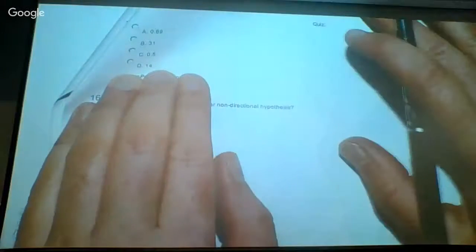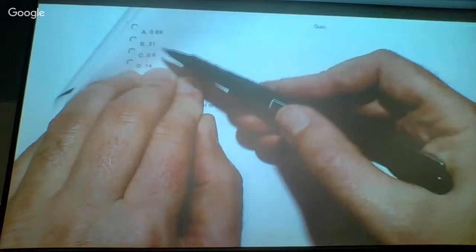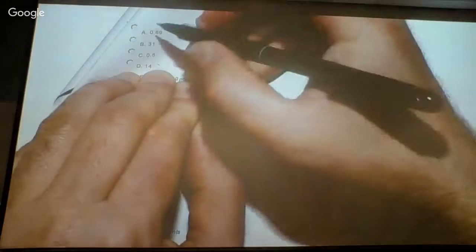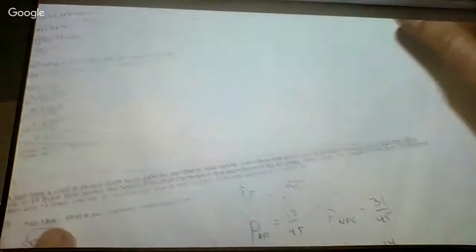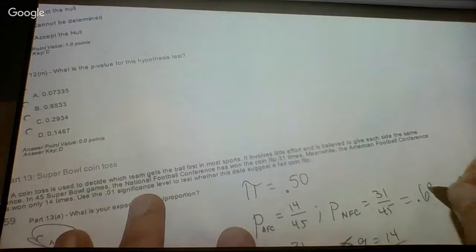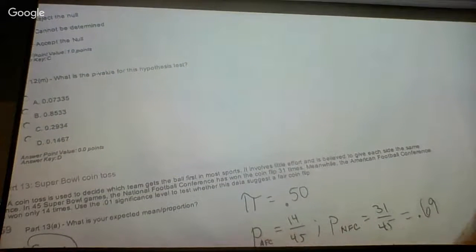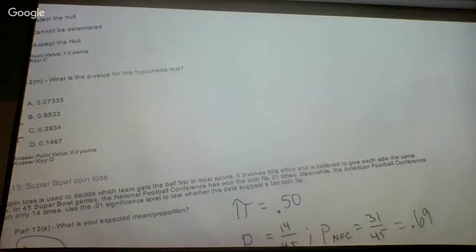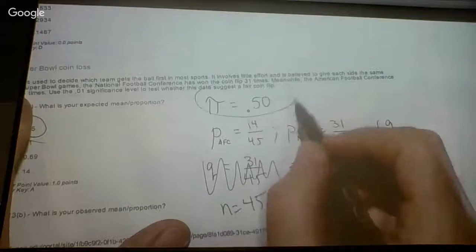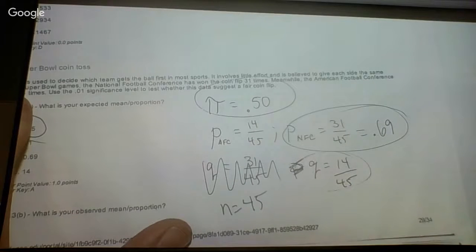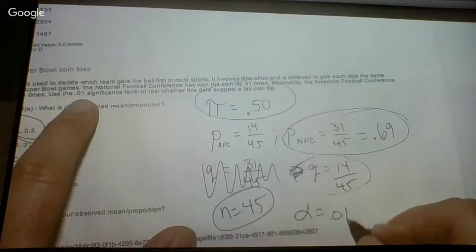Your observed mean or proportion, here are your options. I'm going to cover up the answer so that you can decide. 0.69, 31, 0.5, or 14. Which of those are we going with? A. Has to be that one. Okay. So we're going to use the NFC for p. I didn't do that math, but I'm pretty sure 0.69 is right. 45 is n. So we have pi, p, q, we'll need it eventually, n, and alpha is 0.01.